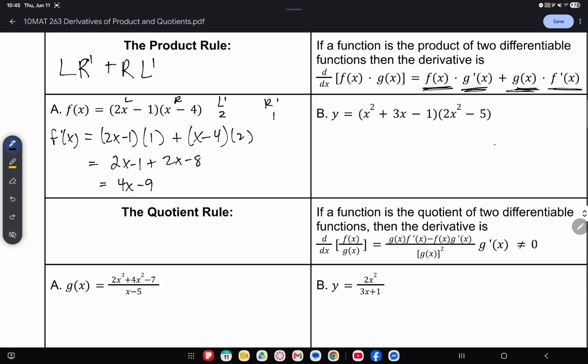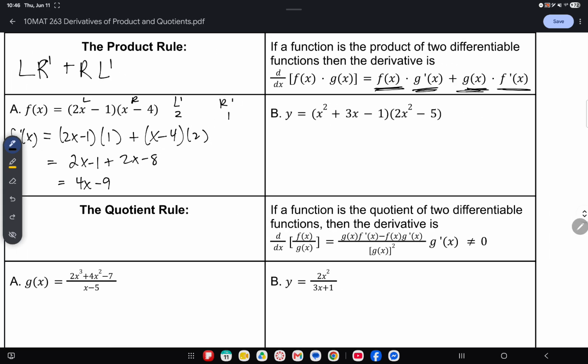Let's try it again for this one. So left, x squared plus 3x minus 1 times the derivative of the right, so 4x, and then plus the right, so 2x squared minus 5 times the derivative of the left, so 2x plus 3.